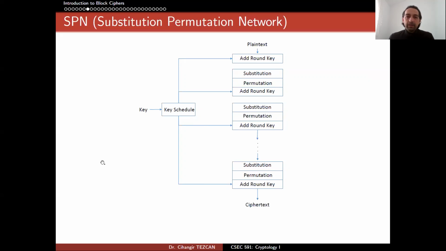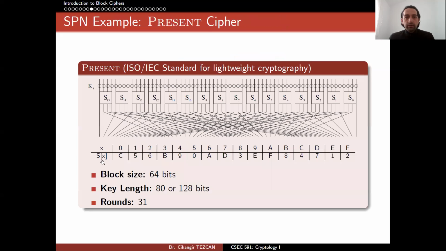That is the main idea. So let me give you a concrete example. This is the PRESENT cipher. This is actually an ISO standard for lightweight cryptography. So for small devices, especially in hardware, this is suggested by ISO. So it is a standard.